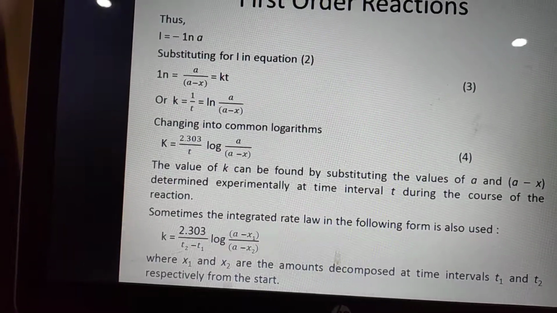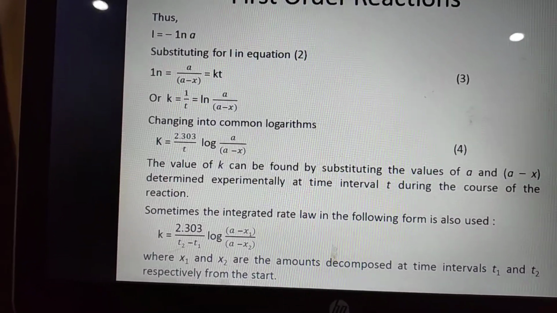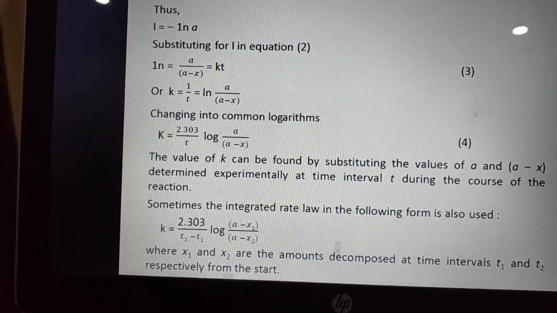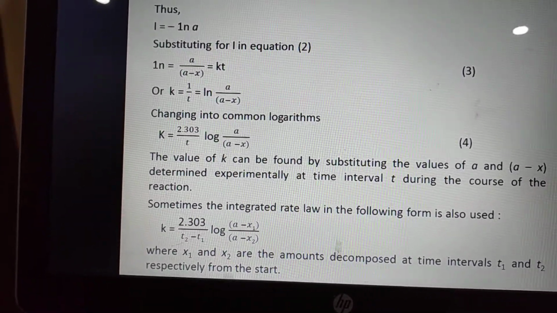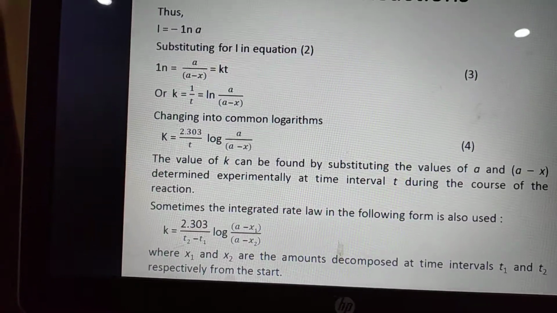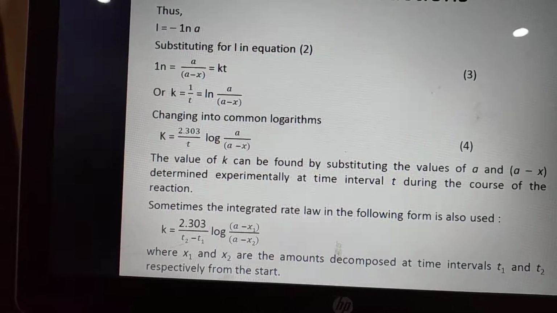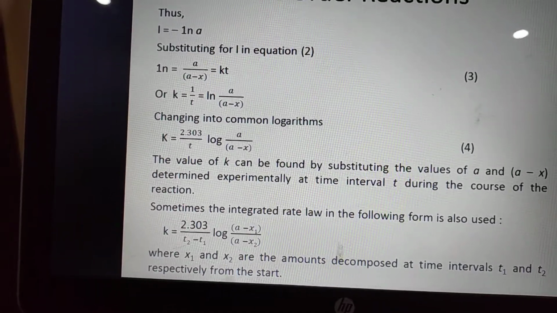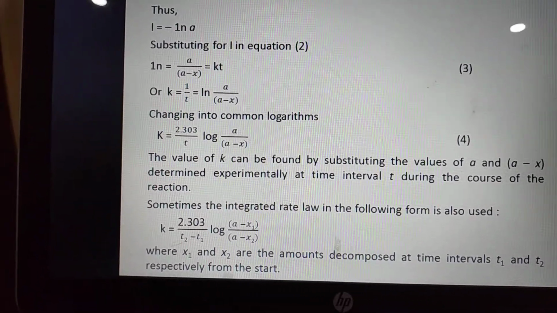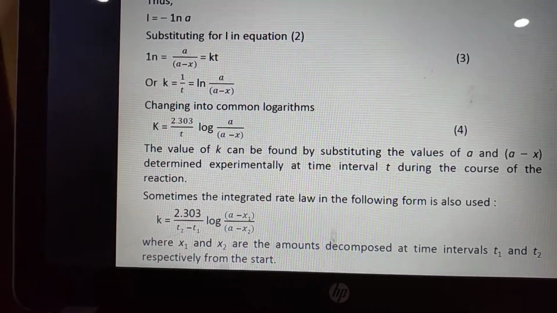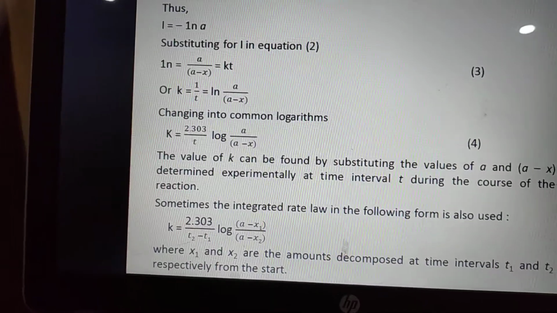Sometimes the integrated rate law in the following form can also be used. k is equal to 2.303 divided by (t2 minus t1), the final time minus the initial time, times log of (a minus x1) divided by (a minus x2), where x1 and x2 are the amounts decomposed at time intervals t1 and t2 respectively from the start of the experiment.